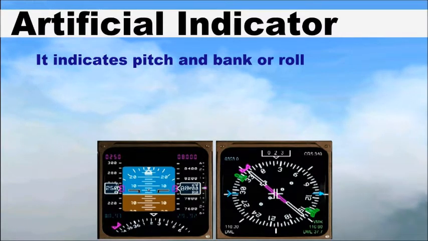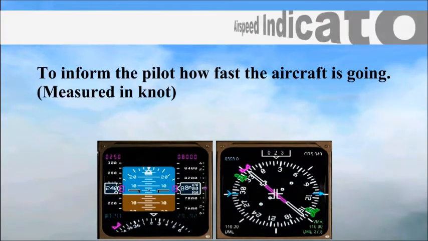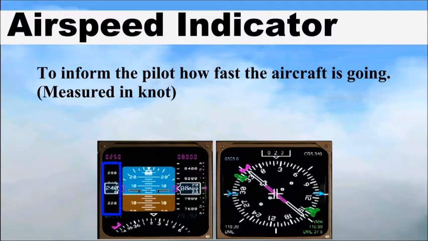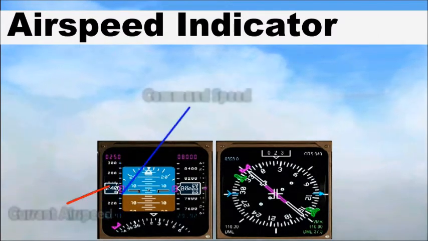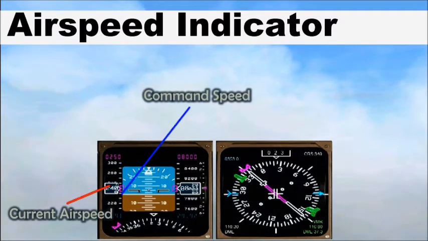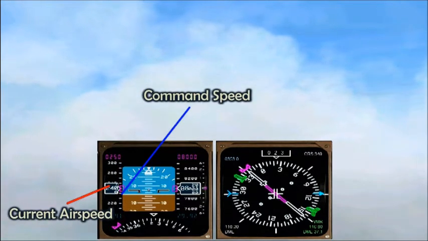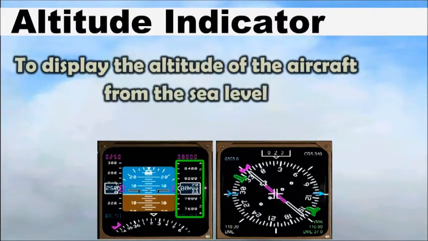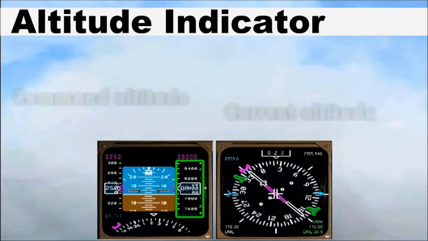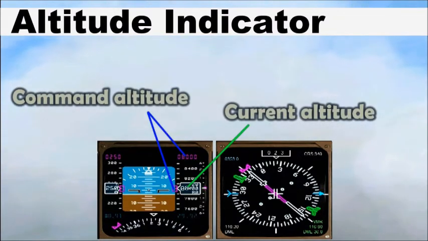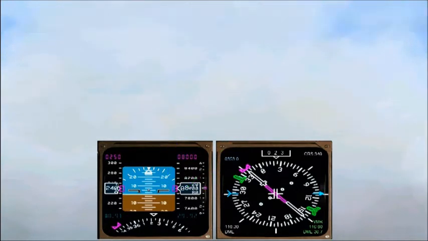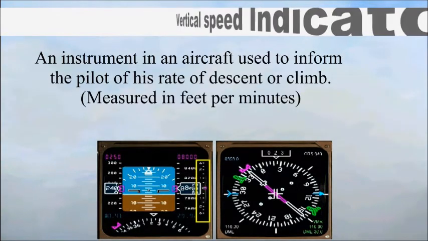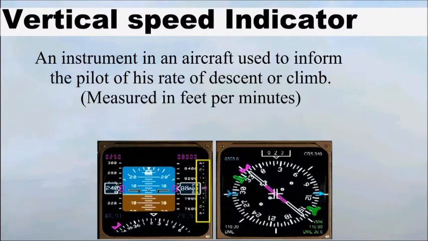Each line represents 10 degrees. The airspeed indicator is an indicator to tell the pilot how fast the aircraft is going. The altitude indicator displays the altitude of the aircraft from the sea level. The vertical speed indicator is an instrument used to inform the pilot of the rate of descent or climb.